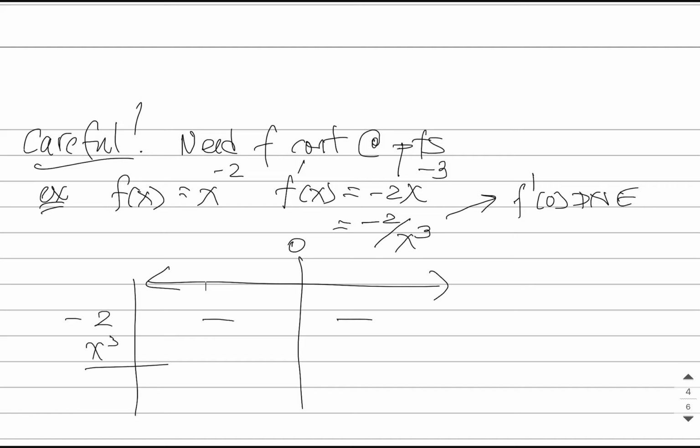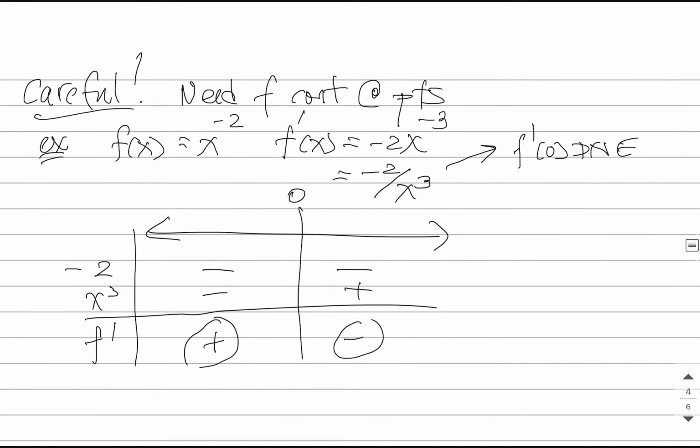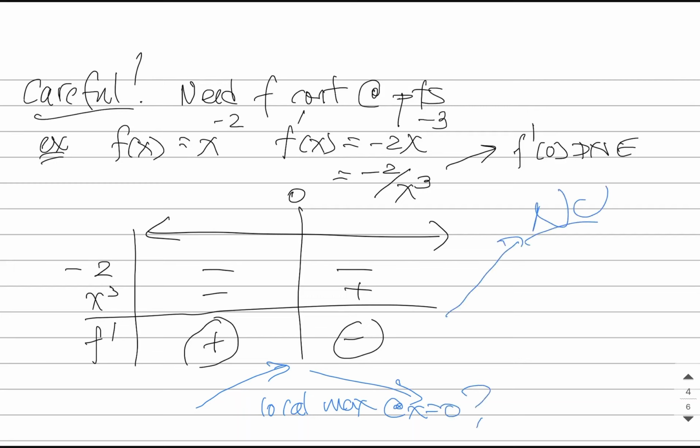Negative 2 is always negative. X cubed changes sign with x. So when x is less than 0, x cubed is negative. When x is greater than 0, x cubed is positive. So I might say, oh, look, f prime is positive and then f prime is negative. So you might be tempted again to say, okay, the function's going up and then the function's going down. So do I have a local maximum at x equals 0? And the answer is no, I do not.